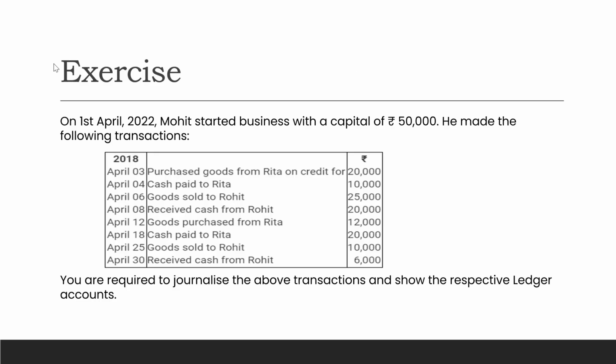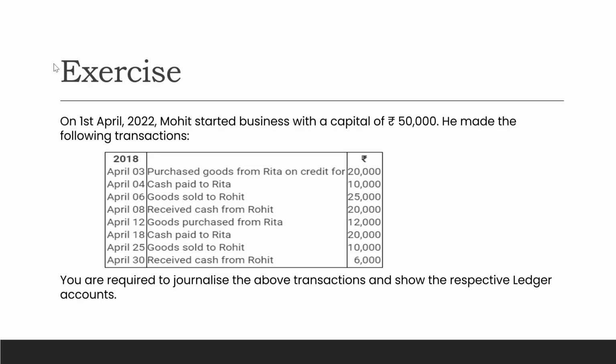Okay, so this is the question which we are going to do. This is an exercise. Mohit, can you read this without the box? Yes, sir. On 1st April 2022, Mohit started business with a capital of rupees 50,000. He made the following transactions. Last name, what is written? You are required to journalize the above transactions and show the respective ledger of accounts.